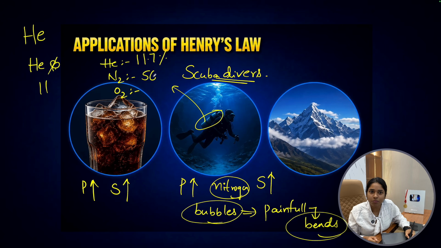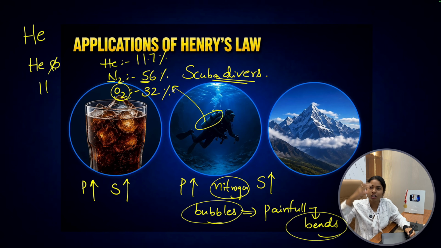Nitrogen 56%. How to remember: nitrogen's atomic number is 5, so the first number is 5. Remember that. Oxygen's molar mass is 32, so its percent is 32. Just a mnemonic to remember that. Repeat: helium 11.7%, nitrogen 56%, oxygen 32%. This combination of oxygen cylinders they carry when they go down in the water to avoid this problem.